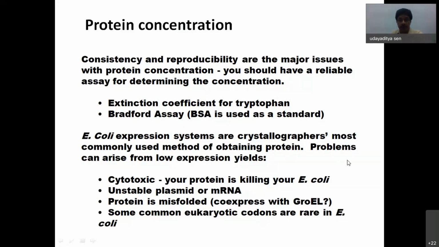Sometimes you have cloned the protein and you don't see expression. In that case, maybe your protein is toxic, or your plasmid mRNA is unstable, or the protein is going into the precipitate, insoluble form. So you have to find a way to make it in soluble form. And this is another one. Some codons are rare in E. coli, so that might give you a misfolded protein or even low yield. So you have to take care of all these things, purify the protein, concentrate it, and go for crystallization.